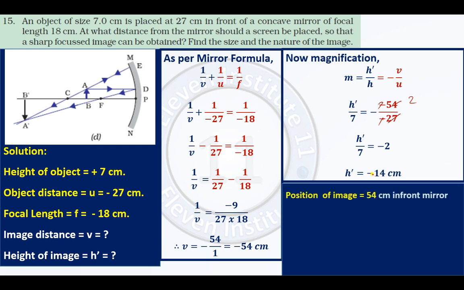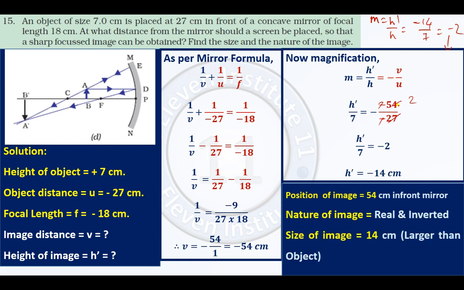Still, if you want to find with the value of m, you can do like this. You can add one more step over here. M is equal to h dash upon h. What is h dash? Minus 14. What is h? 7. This will give me minus 2. This negative sign indicates that the image formed is real and inverted. Fine. So please add this step after writing this. Please add this step. Right.